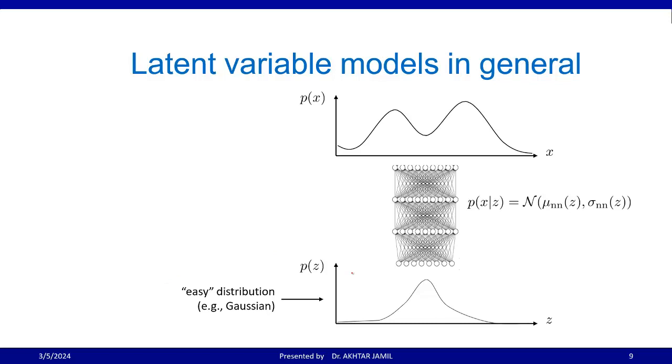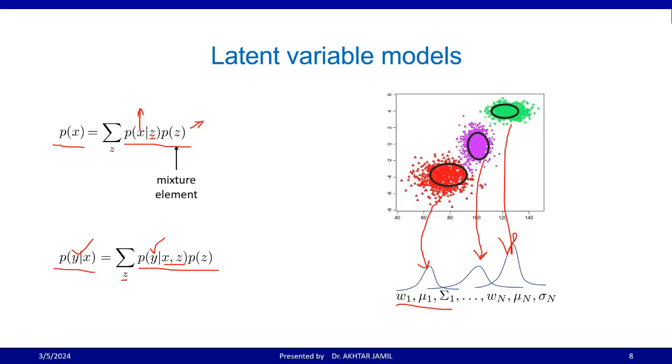One thing you may notice here is the question of where this will come from. Okay, p of z we will see; we can select a very simple distribution by ourselves. We said, okay, let's consider a Gaussian distribution with zero mean and unit variance, that is 1.